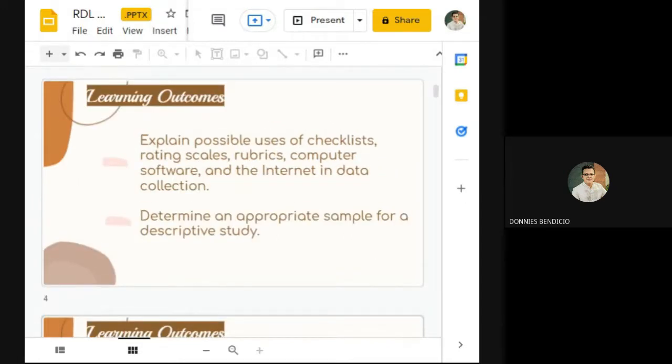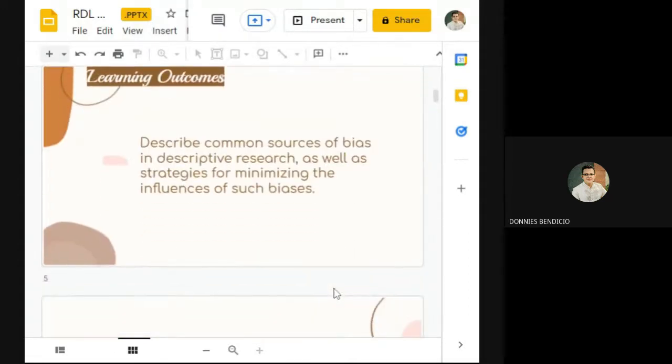In the past few meetings that we had, I also required you to understand your research tool, or the questionnaire or the survey form that you will use to collect all the data that you needed for your research. One of your tools is using rating scales, or what we call the Likert scale. We have to determine an appropriate sample for descriptive study, which will be discussed next meeting. We also have to describe common sources of bias in descriptive research as well as strategies for minimizing the influences of such biases.